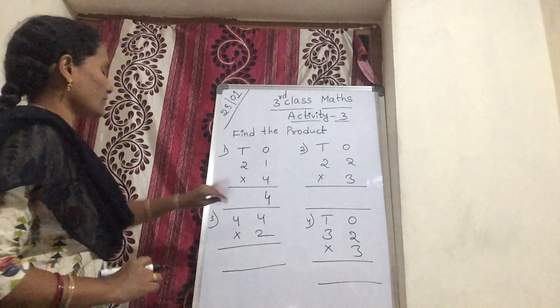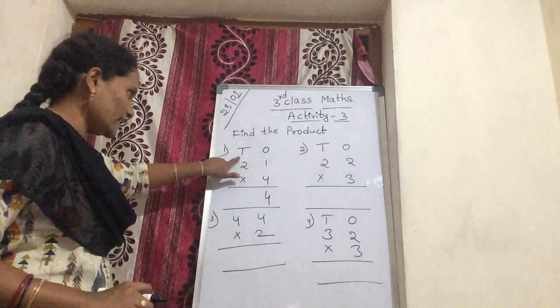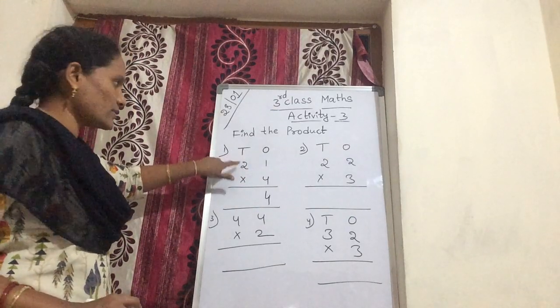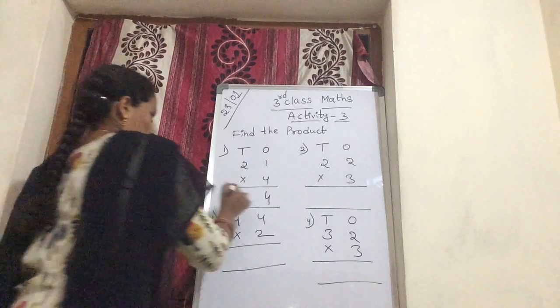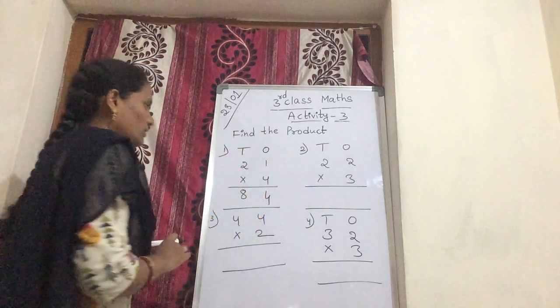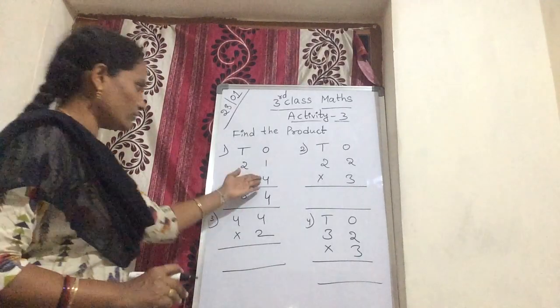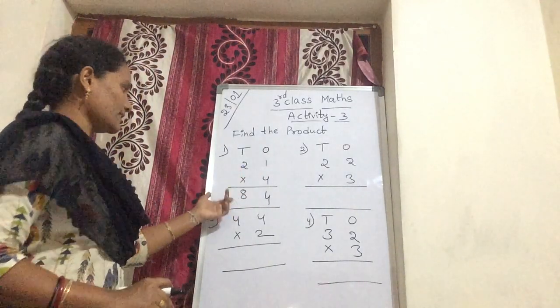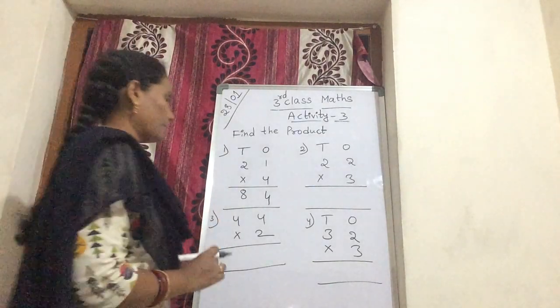Keep here. Now 4 twos are... Next, ones is over. Next you multiply by tens place. In tens place, which number is there? 2. So 4 twos are 8. If you don't know the 4 table, you can't do this problem. Okay? If you know the 4 table, you can easily find this problem. Okay, Amma?